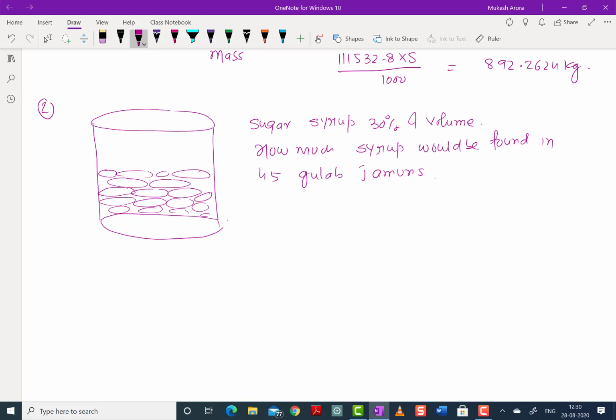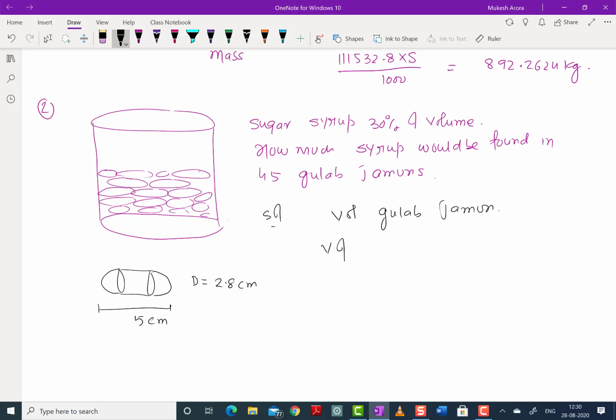The gulab jamun is in the shape of a cylinder with hemispherical ends, and the diameter is 2.8 centimeter and the length of the gulab jamun is 5 centimeter. So first of all we'll find the volume of the gulab jamun.